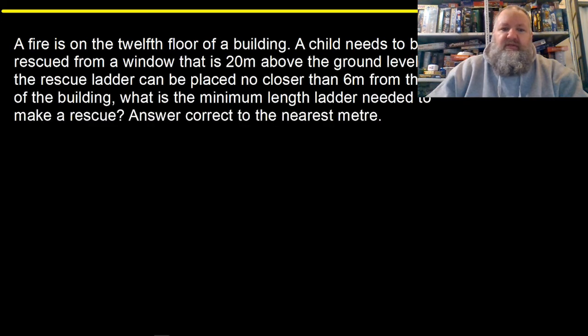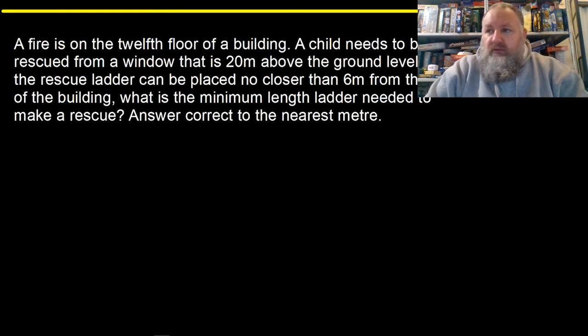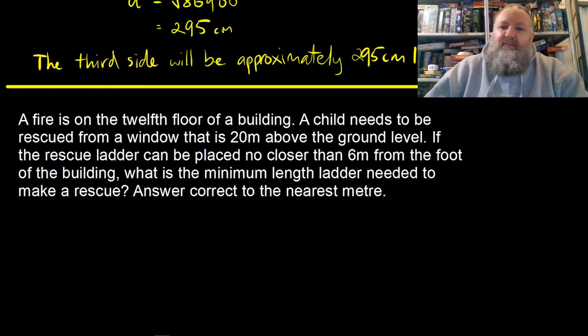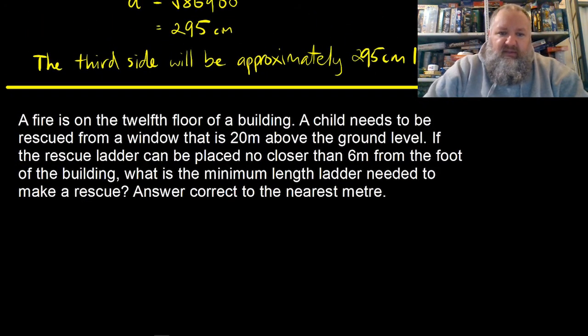There'll be a story involved. Let's have a look at this one. A fire on the 12th floor of a building. Oh, okay, it sounds dangerous. I've got to make sure you can read that. I don't want to have my face in the way. A child needs to be rescued from a window that's 20 meters above the ground floor. If the rescue ladder can be placed no closer than 6 meters from the foot of the building, what is the minimum length ladder needed to make a rescue? And answer correct to the nearest meter.